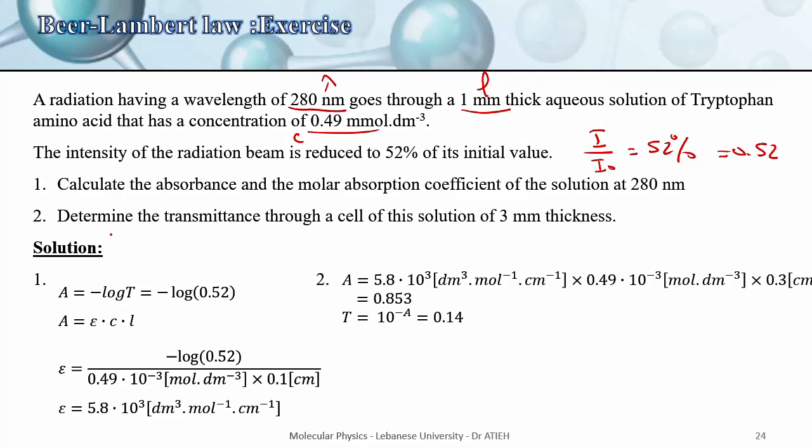So now let's start solving. He needs the absorbance A. Because we have the transmittance, there's a direct relation between the absorbance and the transmittance. A equals minus log T. So we just substitute the value of the transmittance, 0.52, and we get our answer.